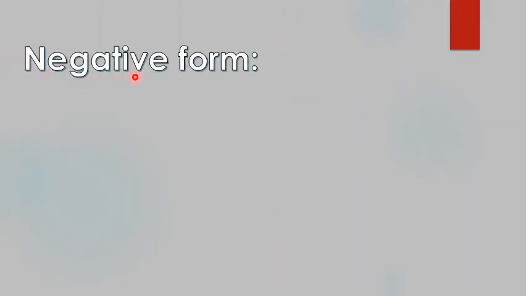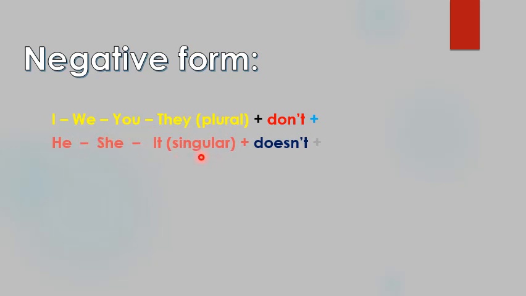About the negative form الحالة المنفية. So here, if the subject is plural, I, we, you, they, or any plural nouns, we add the auxiliary verb don't. نضيف do plus not, so don't. And if the subject is singular, he, she, it, or any singular nouns, we add doesn't plus have to.